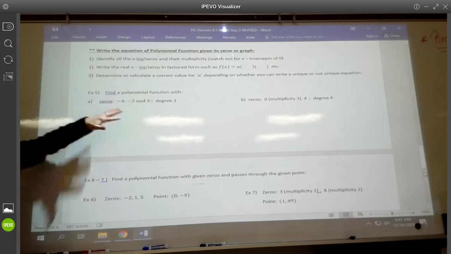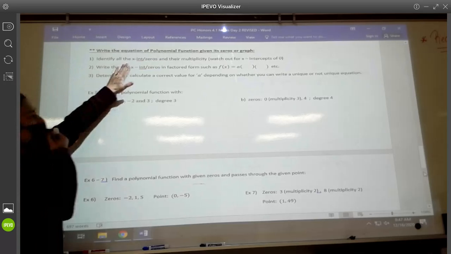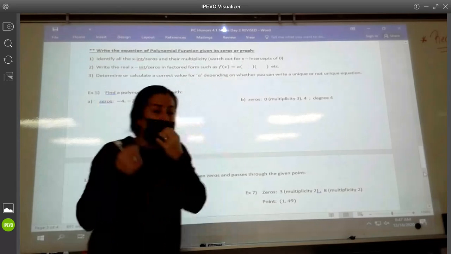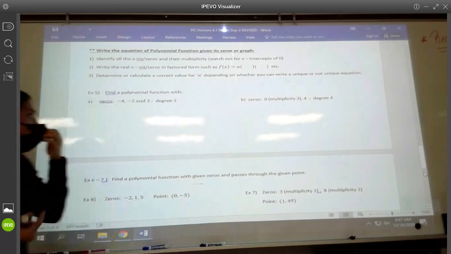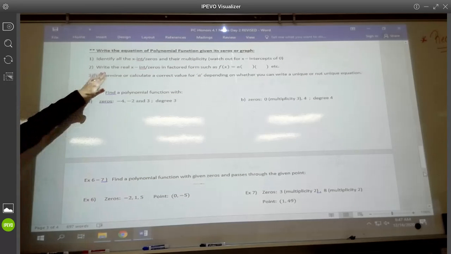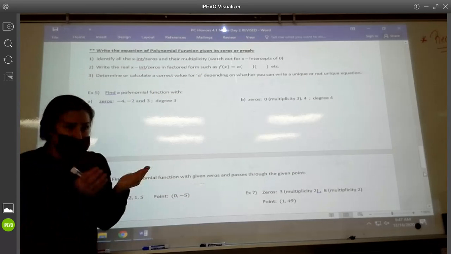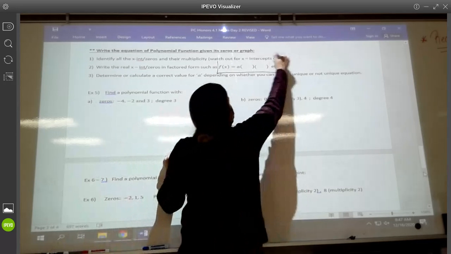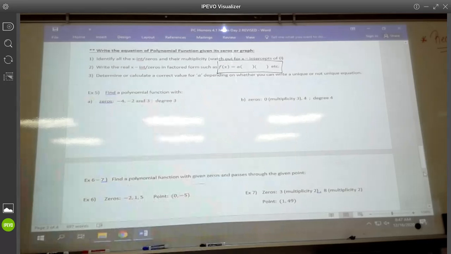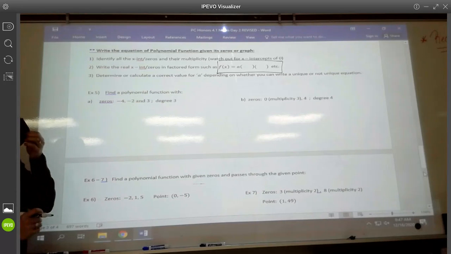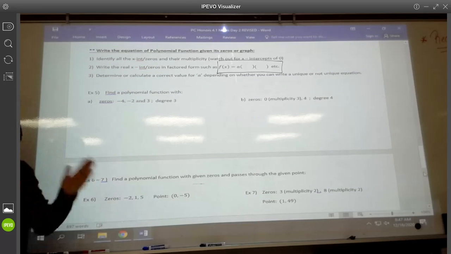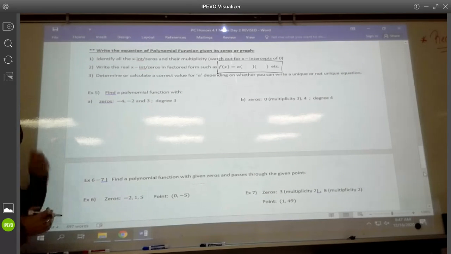All right, so guys, if you're going to write the equation of a polynomial given its zeros or its graph, this is what you need to do. Identify your zeros and their multiplicities. I always warn you guys to watch out for the x-intercepts of 0, and you'll see why. You want to write the real intercepts or zeros in their factored form. So guys, this is what you're going to start each equation with, this formula, if you will. And then you're going to determine or calculate a correct value for a, depending on whether you can write a unique or a non-unique actual equation. So let's give it a go.